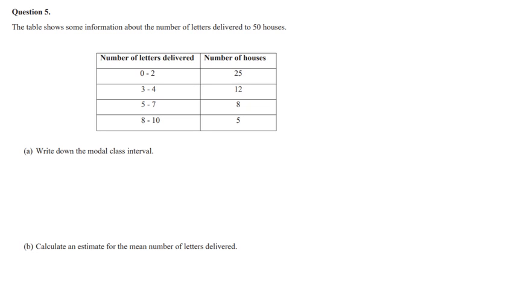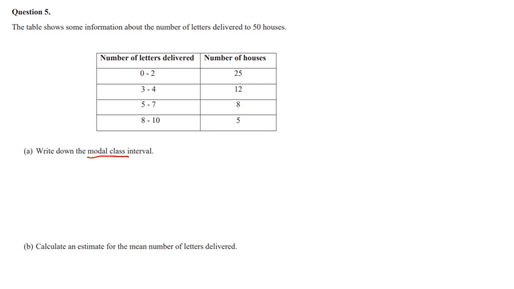So for the first part of this question, we're asked to find what the modal class is. Now, modal sounds like mode, and it means exactly the same thing. It's just that this is in groups, so that's why it's called the modal class. So we're looking for the most common class. So which of these groups has the most amount of houses in it?